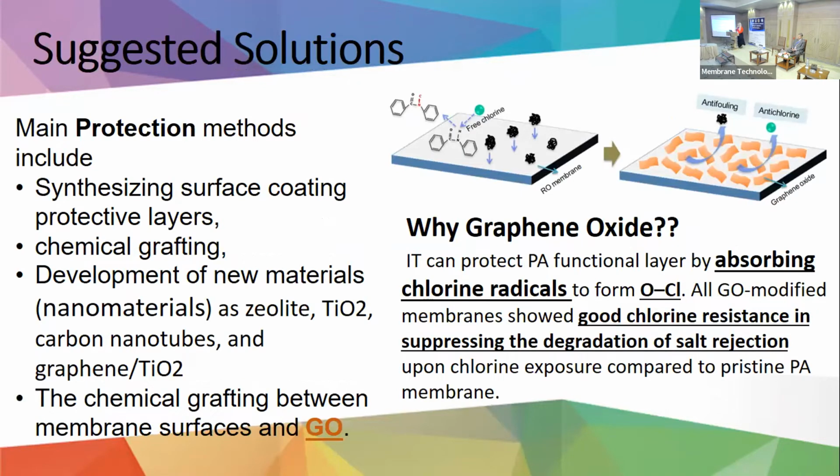The solution we suggest in this work is the presence of graphene oxide. Graphene oxide is one of the structures that plays an important role for these RO membranes. The presence of graphene oxide can protect the polyamide layer by absorbing the chlorine radicals, the OCl radicals, which gives good chlorine resistance.